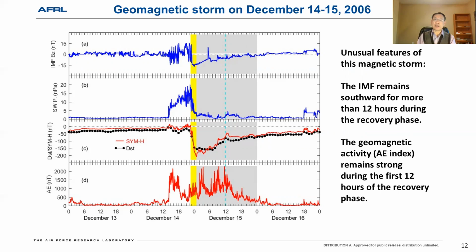The gray shading denotes the first day of the storm recovery phase. The vertical dashed lines indicate the first half day of the recovery phase of the storm. The bottom panel shows the AE index. AE remains very large during the storm recovery phase, indicating magnetospheric energy is continuously injected into the ionosphere.